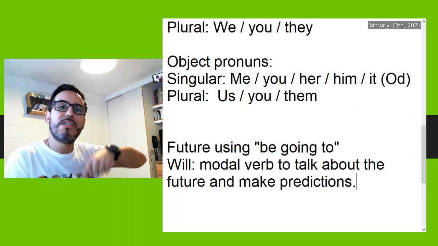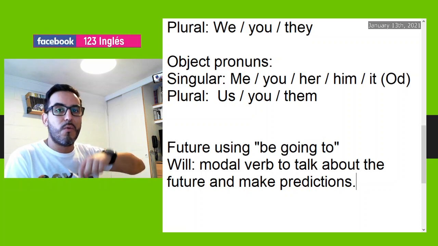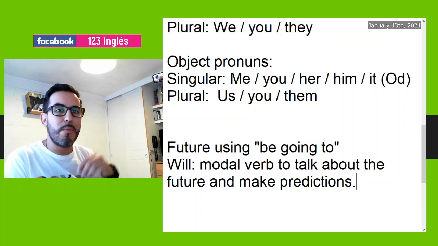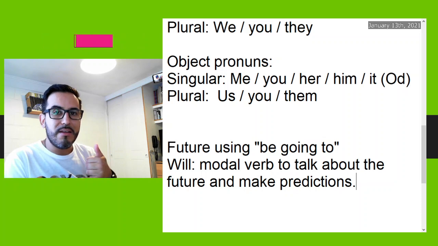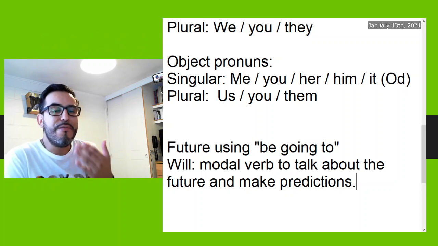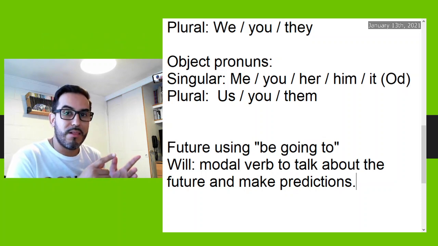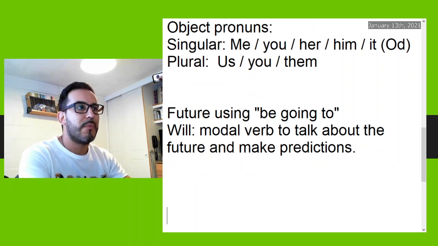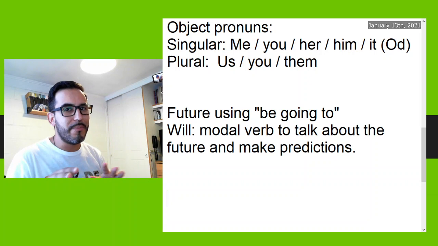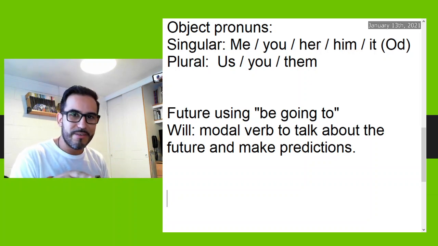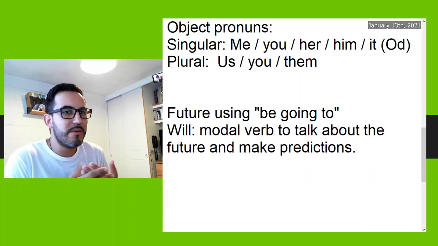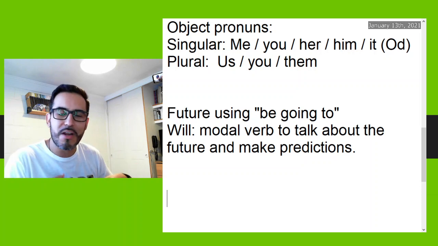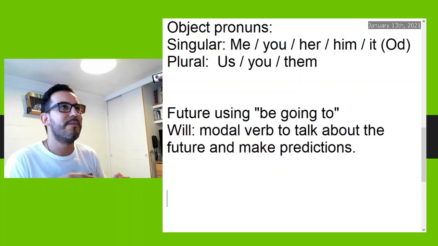I am making a decision right now. When you make a decision at the moment of speaking, you usually prefer the modal verb will. Okay? So will is a modal verb. Now, I will not talk about modal verbs anymore, because if I do, I have to give you a lot of additional information that I'm not going to do now.